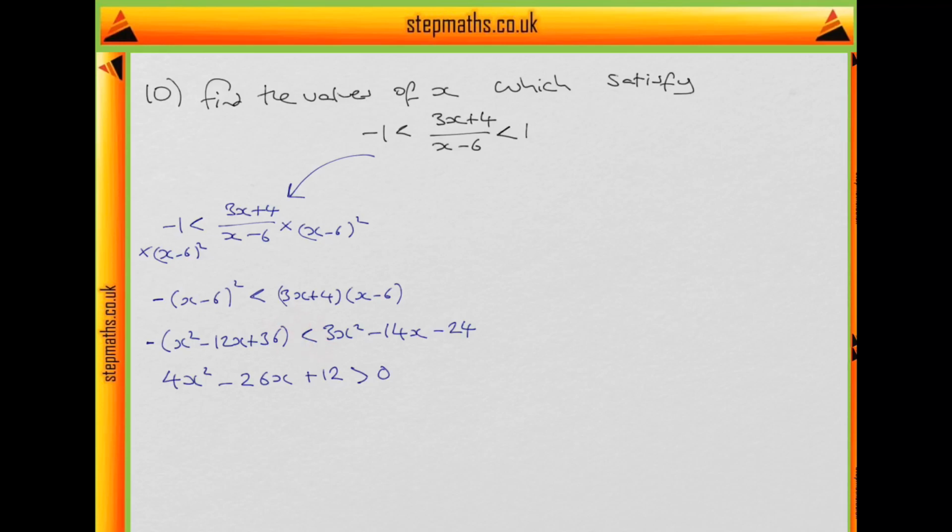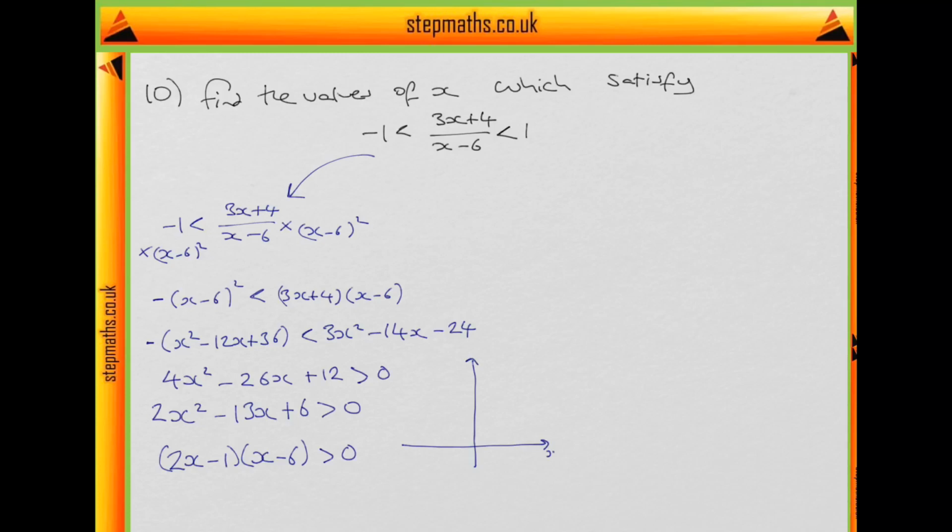Okay, so let's divide through by 2 to make this look nicer. 2x squared minus 13x plus 6 is greater than 0. And let's factorise this. We notice this can be written in the form (2x minus 1) times (x minus 6) greater than 0. So that's factorising the left-hand side. So we want to find the values of x for which this is greater than 0. So we give a very small sketch here.